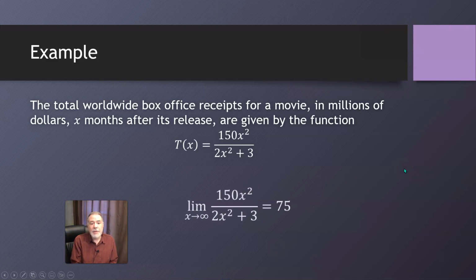So we can say that the limit as x approaches infinity of 150x squared over 2x squared plus 3 equals 75. There isn't an actual number that I can plug in and get exactly 75. Remember, infinity is not a number that you can plug in for x, but I can plug in a number like 1,000 or 1,000,000 or 1,000,000,000. And what I get is not quite 75, but really, really close to it. So I can get as close as I want to 75. I just can't get precisely equal to 75.